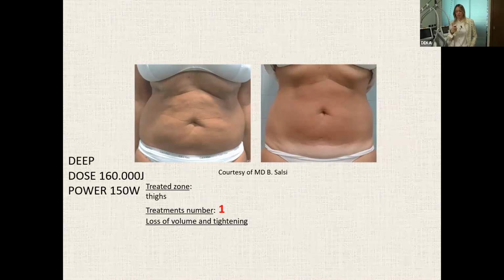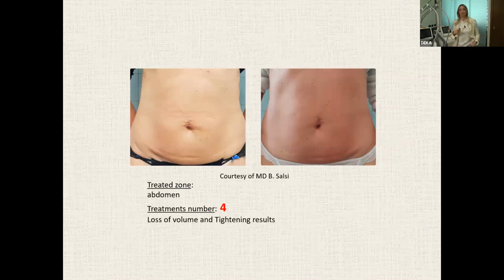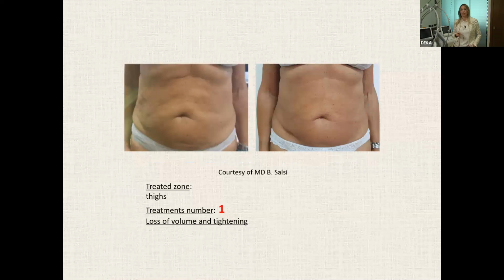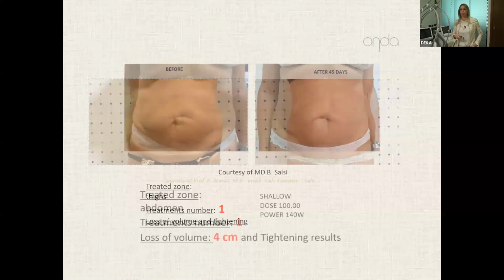Why this difference? Because here I had very strong fat. So I need more time in order that the tissue becomes softer and after I can decrease the volume. Here, when the fat is already soft, it's easier and faster. So you see, after one treatment, she lost a lot of volume in belly area, but even in the flanks. But we treated just the belly area. Even here, one treatment, fat reduction, strong fat, so a little bit more complicated.